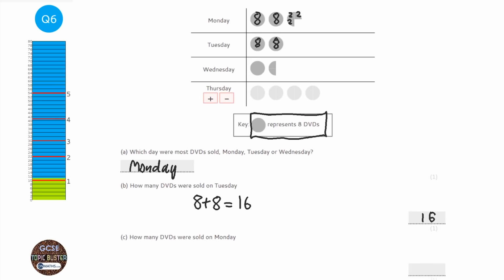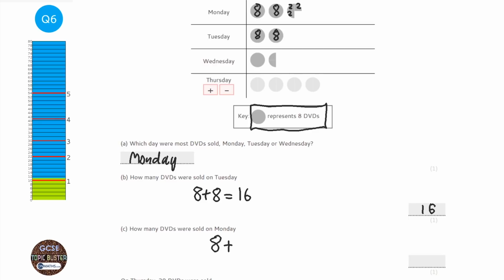So we've got the 8, because we've got 2 complete circles, and then we've got those 3 2s, so we've got another 6. So we just need to add on 6 to the 16.